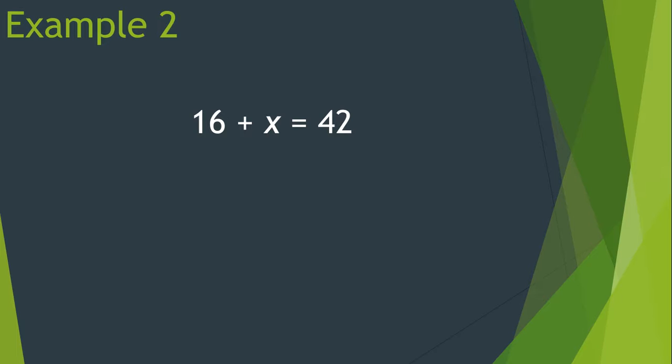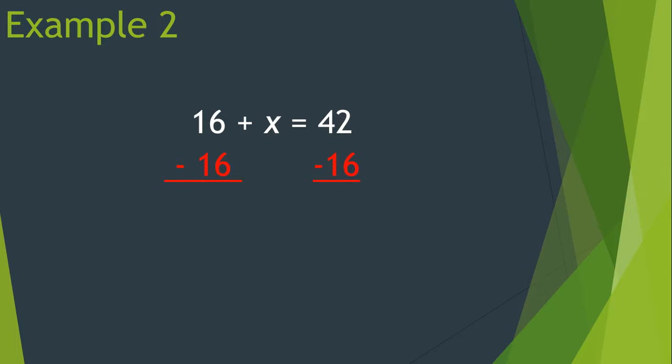Another example, 16 plus x is equal to 42. It looks a little different because the x doesn't come first. However, the steps are still the same. My 16 is a positive number. It's added with the x. So in order for me to move it away from the x, I need to subtract 16.